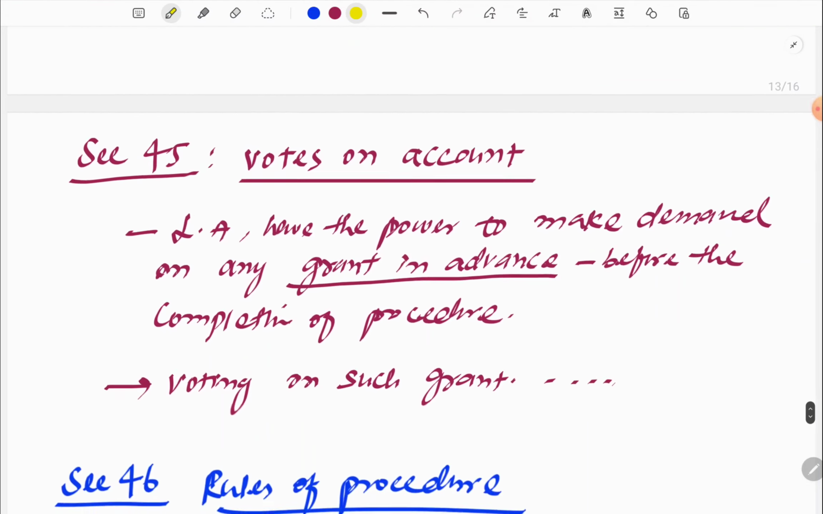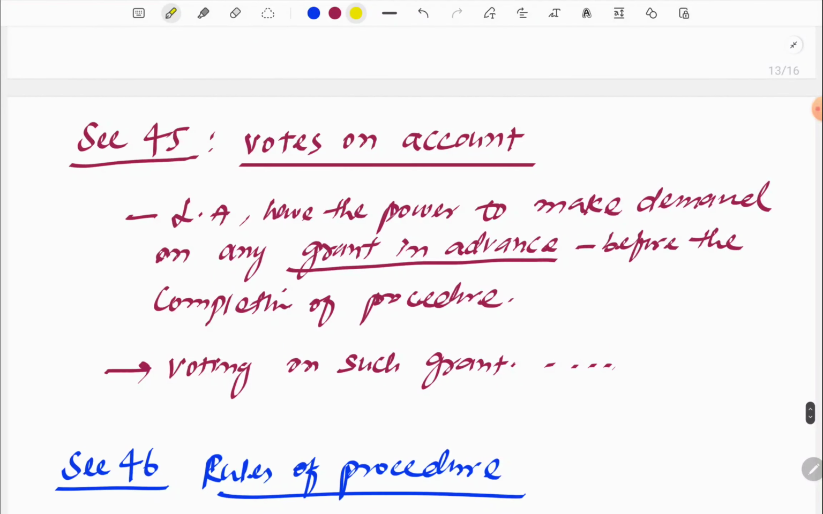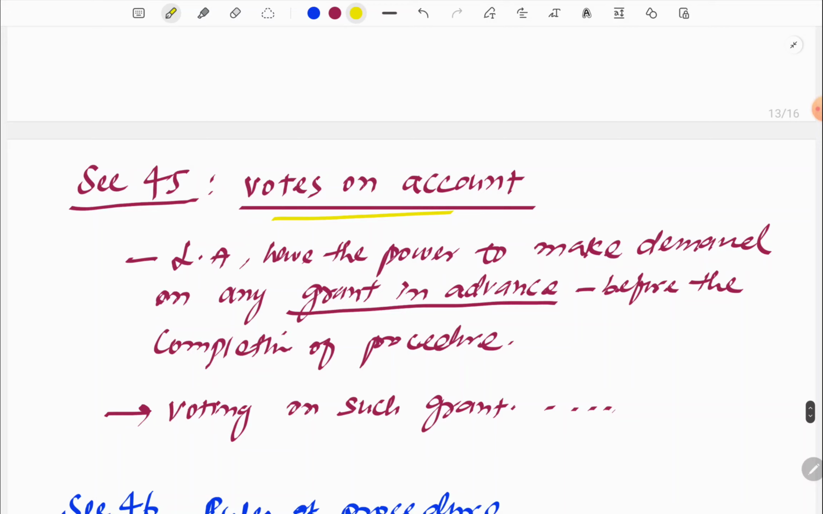Section 45, why 43, 44 skipped? Not important. Section 45 is about vote on account. What is a vote on account? Very important term.